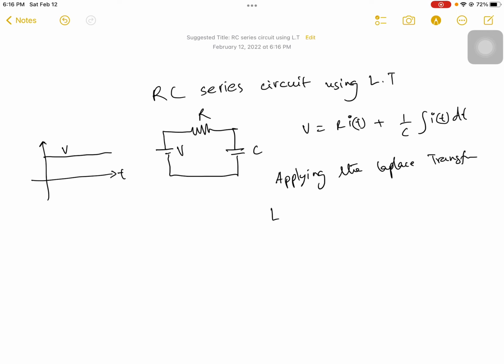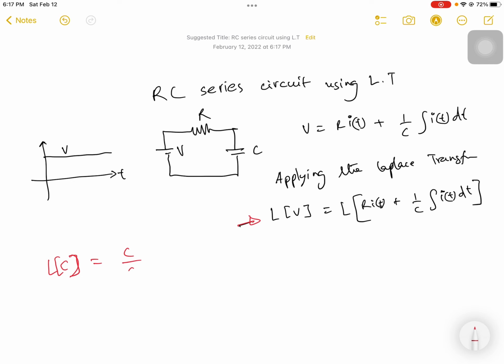Applying the transform, we will have Laplace of v equal to Laplace of R i(t) plus 1/C integral of i(t) dt. We're going to apply Laplace on both sides. Now the Laplace of a constant c is equal to c/s.